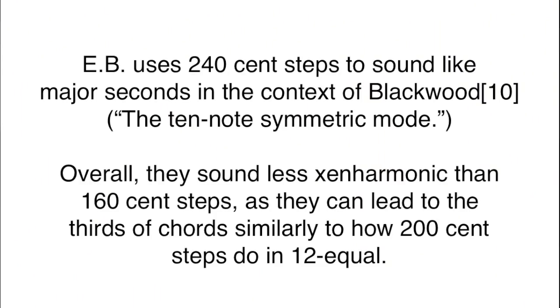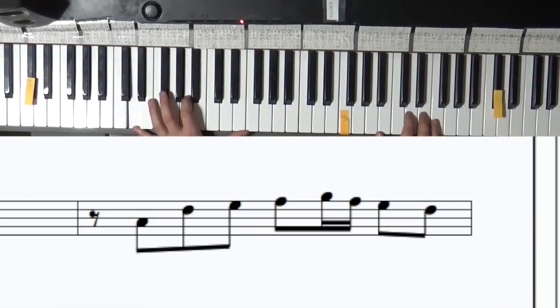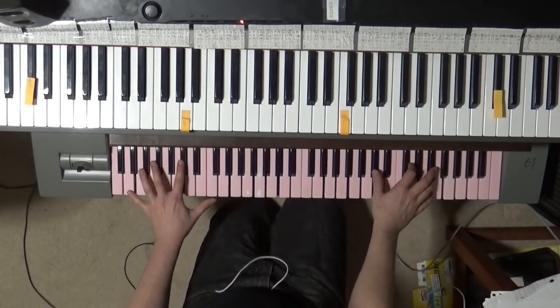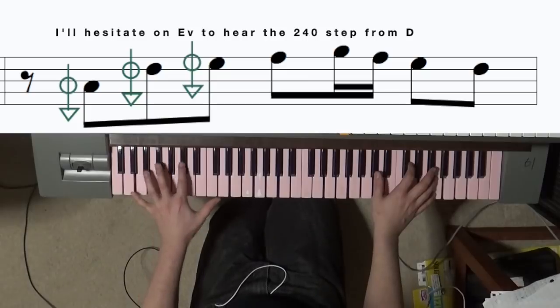People have different ways to deal with this, but Easley Blackwood has a very formulaic and sort of successful way to deal with it, I think. He disguises the non-major seconds as 240-cent steps, and he very rarely uses 160-cent steps in sequence with one another stepwise. So in 12-tone equal temperament, we could have... And in 15-tone equal temperament, we can almost have that exact same thing.